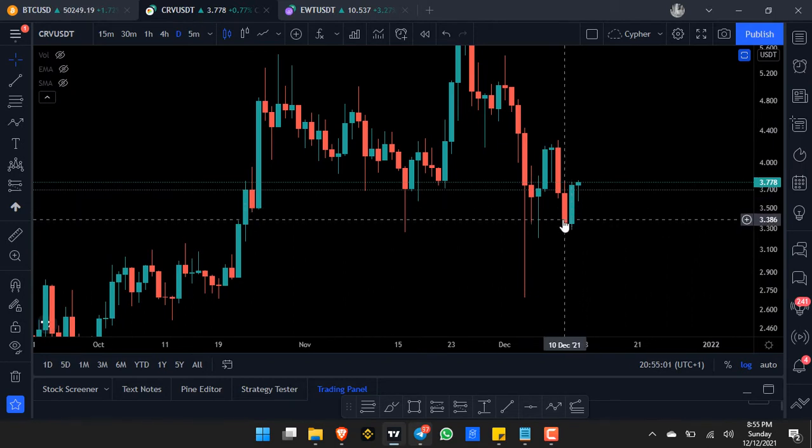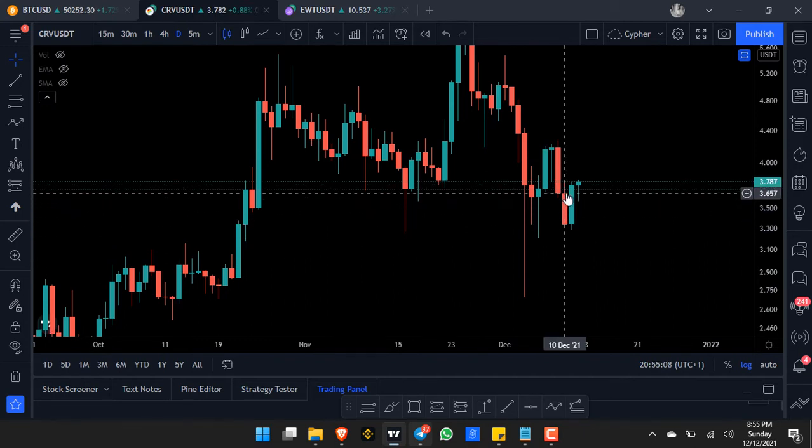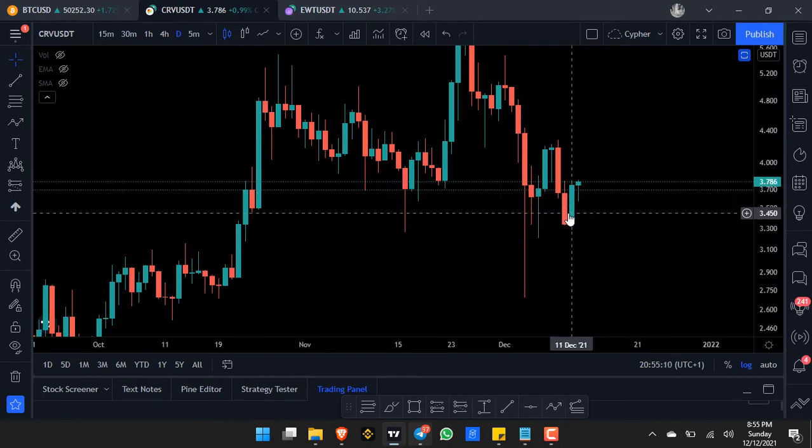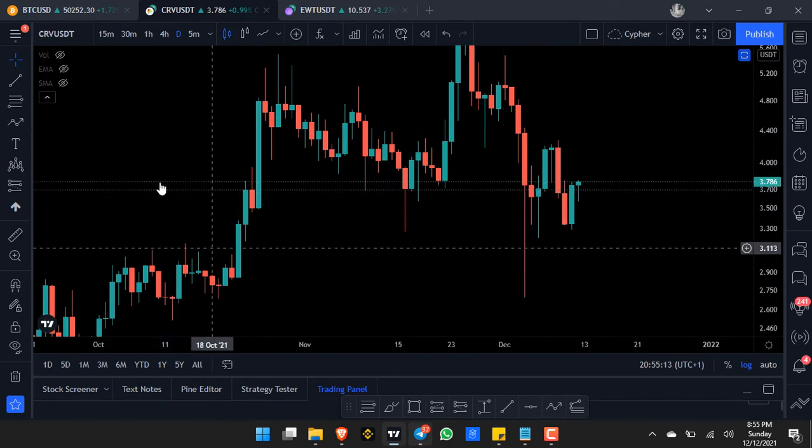Now when we go to the next one, this one is showing us for 10th December. It means as at 10th December there were more sellers in the market than buyers. That is why we are seeing it in red. Now the same thing is applicable to others.